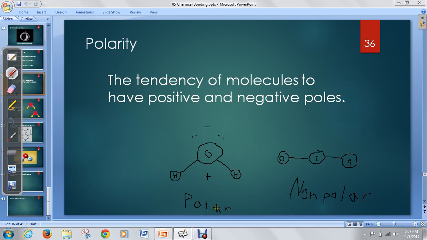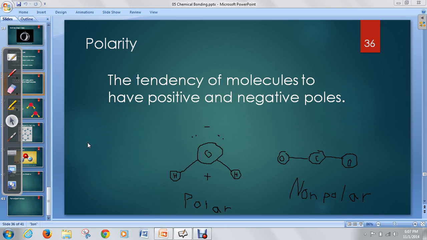Some molecules are just going to have these poles because of where the electrons like to hang out or roam around. Now that we have polarity, if we think about polar molecules, they have this positive and negative side, and I said they can line up like magnets do.